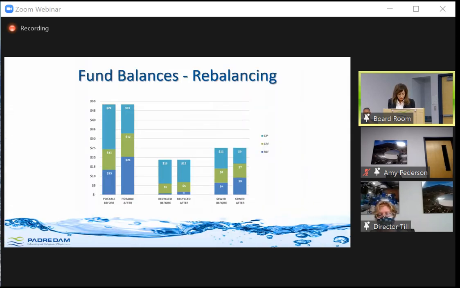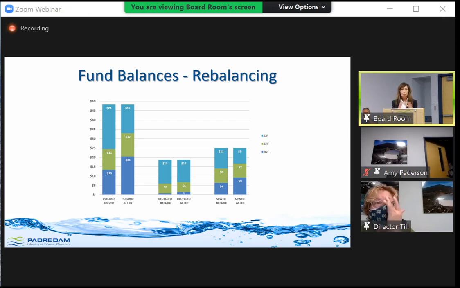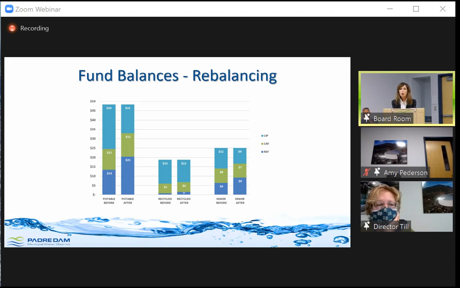And this is a graph that is rebalancing the fund balances. If you remember when we set up the CIP fund, I had a whole agenda item on that, and that was done with forecasts through the end of the year. And we took the balance that was over the CRF and the CEF, and we put it over to the CIP. And now, after we have audited results, this is to rebalance it.